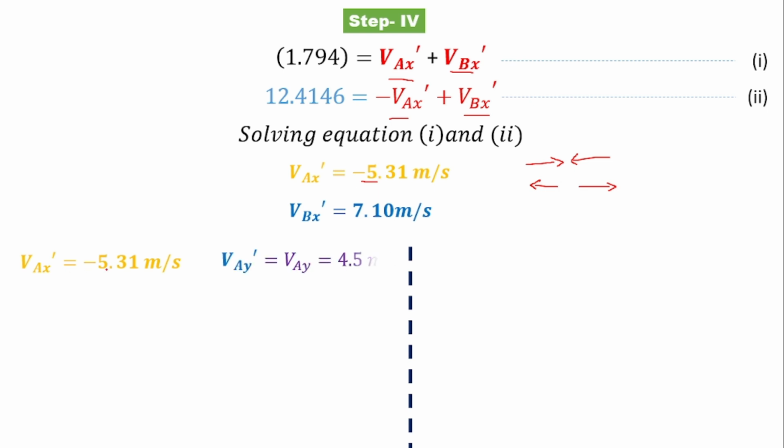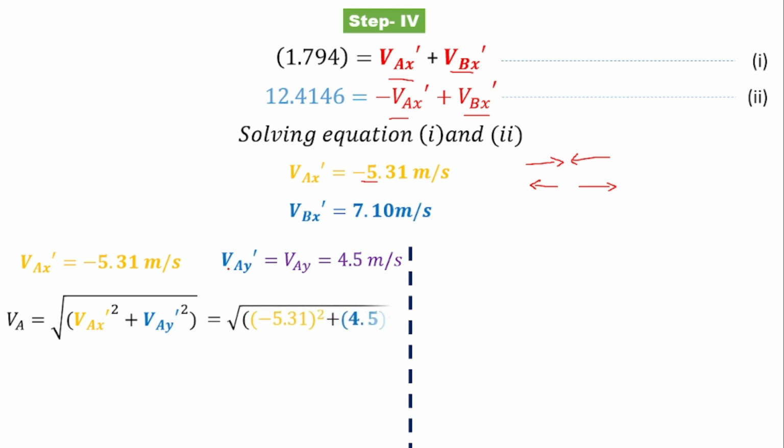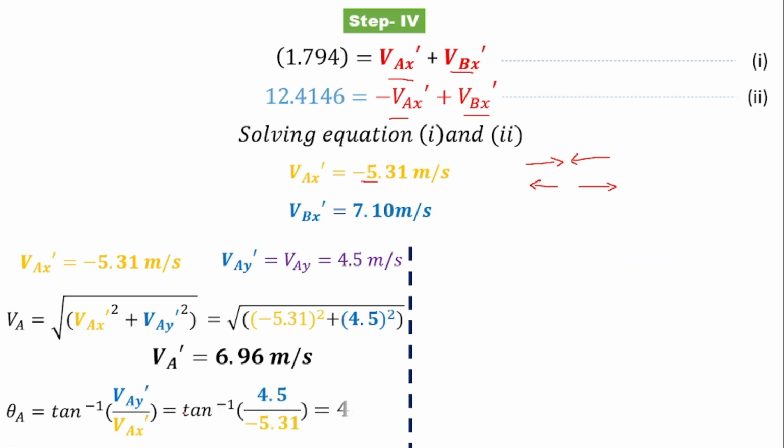Its y component will be similar to the initial, or before impact, y component Vay, that is 4.5 meter per second. Now we can find the resultant velocity by using the formula square root of Vx dash square plus Vay dash square. Put the values there, and we get Va dash equal to 6.96 meter per second. The angle of the velocity can be calculated by the formula tan inverse of Vay dash divided by Vx dash. By putting the values there, we get theta equal to 40.28 degrees. You can consider it as positive or negative, no issue.